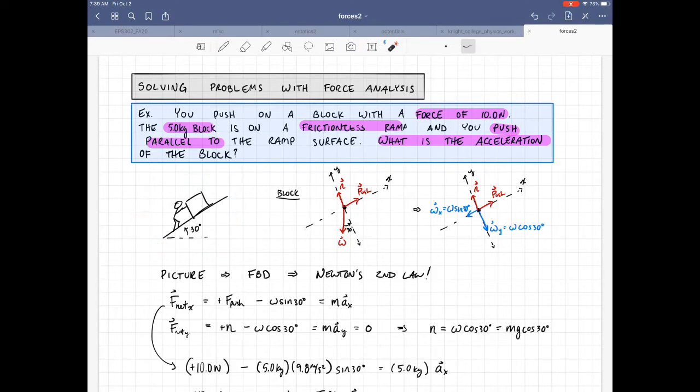Sitting on a frictionless ramp. We're going to push parallel to the ramp surface, so we're going to be pushing in this direction. What is the acceleration of the block?